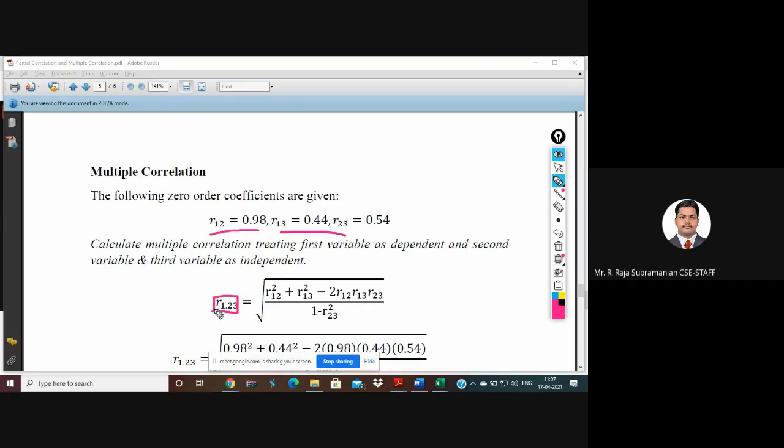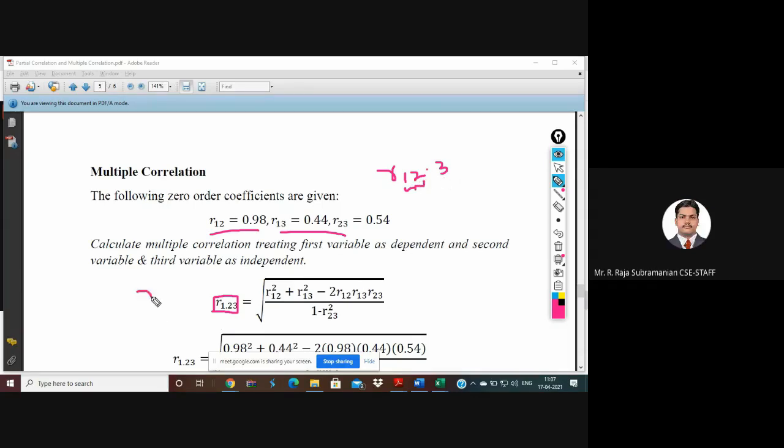Whereas in partial correlation, if it is R12.3, what is the meaning of this? 3 is constant, and 1 and 2 are the variables. 1, 2 are variables and 3 is a constant.